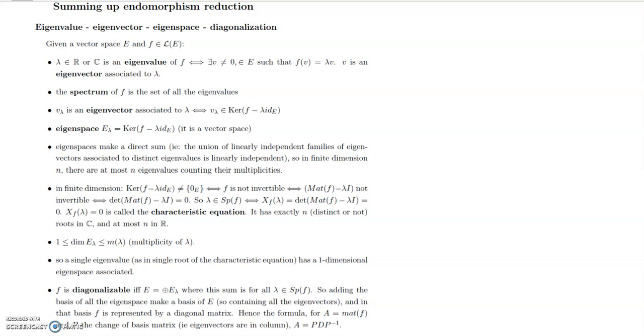All right, so this is just a summing up, more or less, because I think you have seen most of that. All right, so endomorphism reduction. That's a very nice word, isn't it? It's just a word that stands for diagonalization. When we are working in finite dimensional space, it means endomorphism. You understand now what it means. Endomorphism, it's just a linear map that goes from a space E to itself, right?